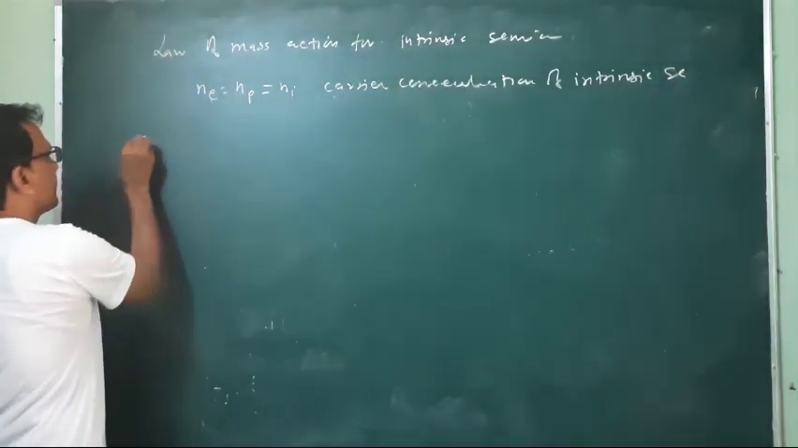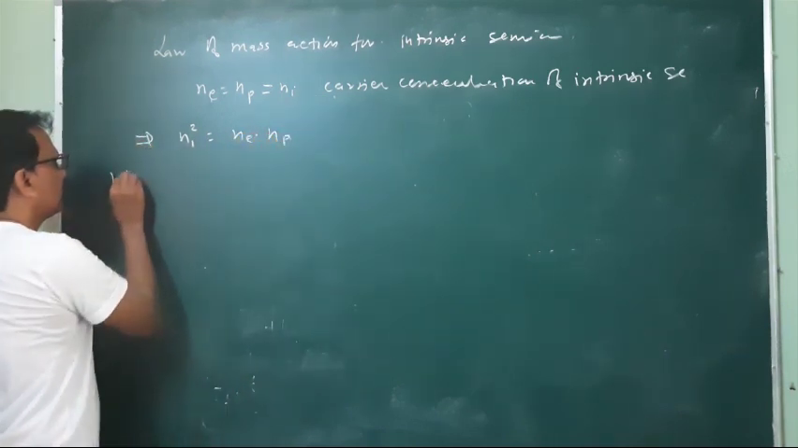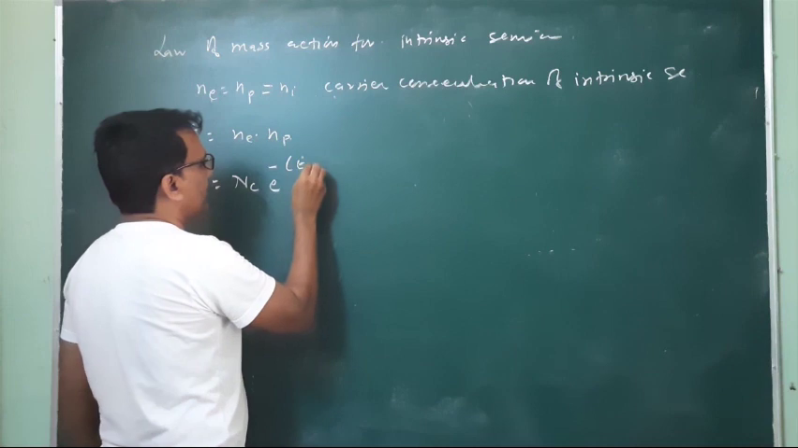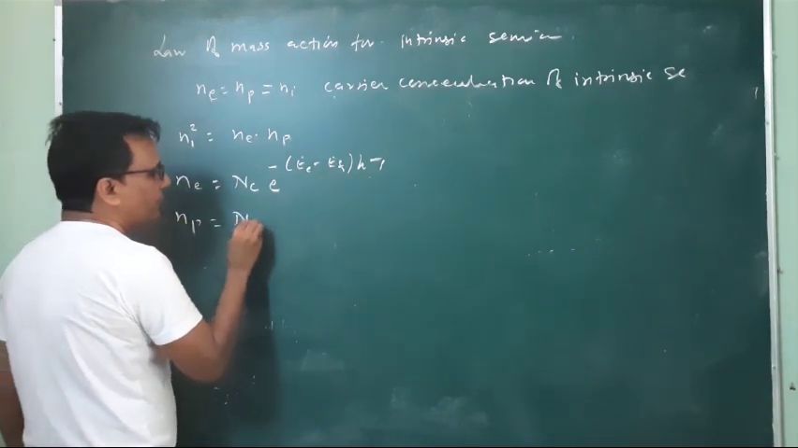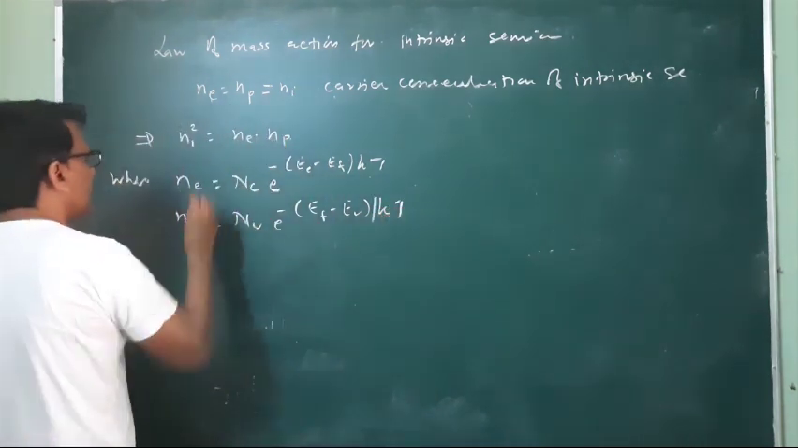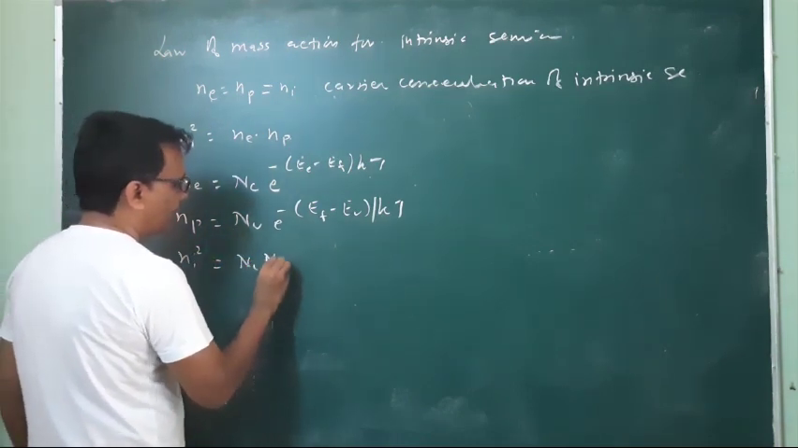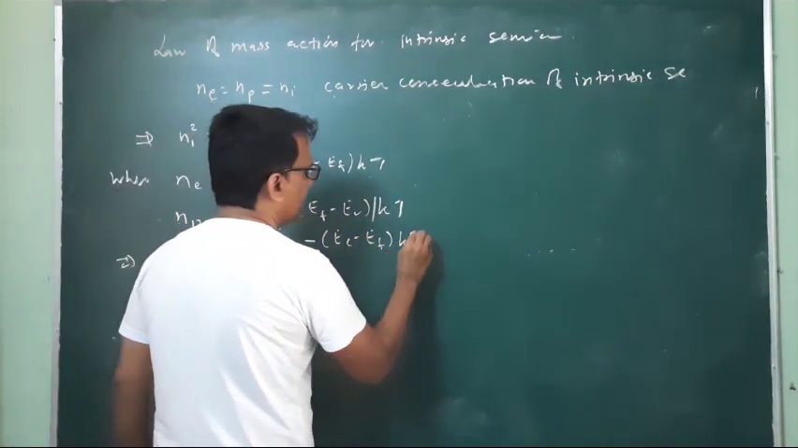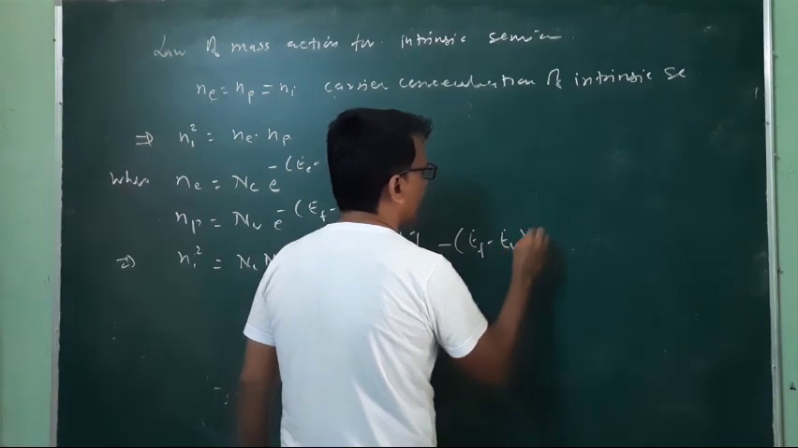So one can write n_i squared is equal to n_e multiplied by n_p, where n_e is equal to N_C exponential of minus (E_C minus E_F) by kT, and n_p is equal to N_V exponential of (E_F minus E_V) by kT. So by putting this, one will have n_i squared equal to N_C N_V and exponential of minus (E_C minus E_F) by kT multiplied by exponential of minus (E_F minus E_V) by kT.